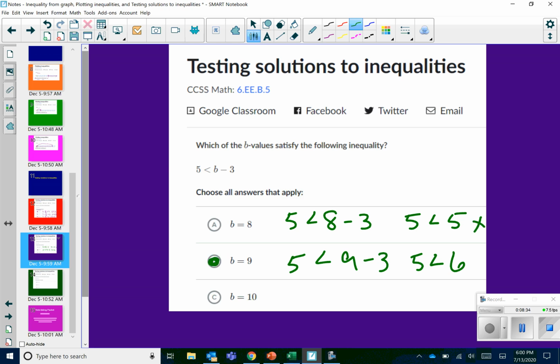Let's check the last one. We've got 5 is less than 10 minus 3. Well, 10 minus 3 is 7. Is 5 less than 7? Yes, that also works. So in this case, B and C would be correct answers.